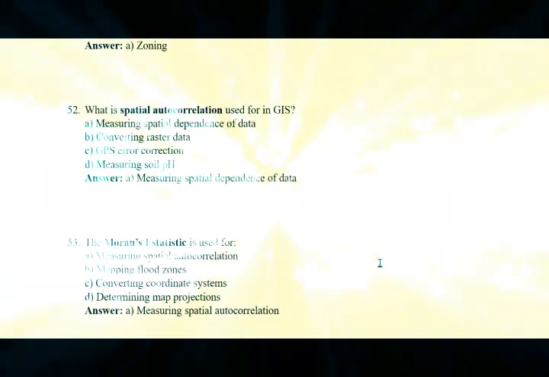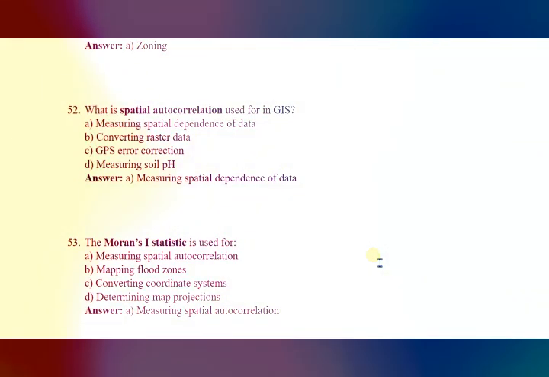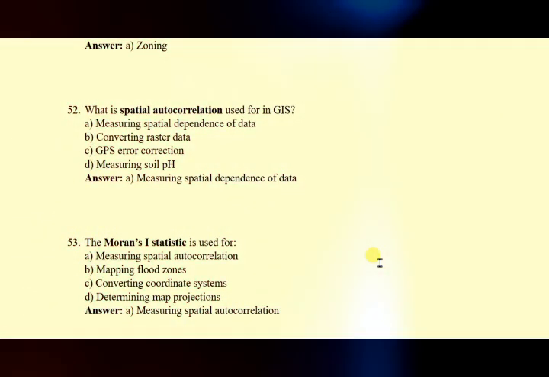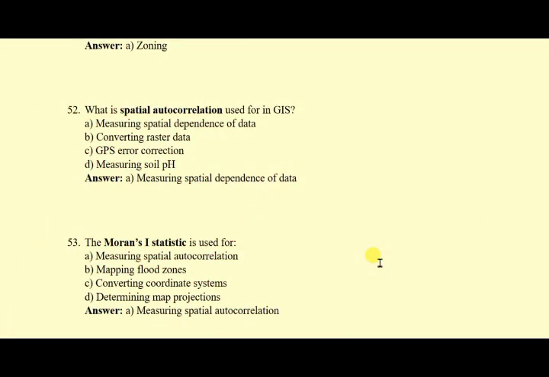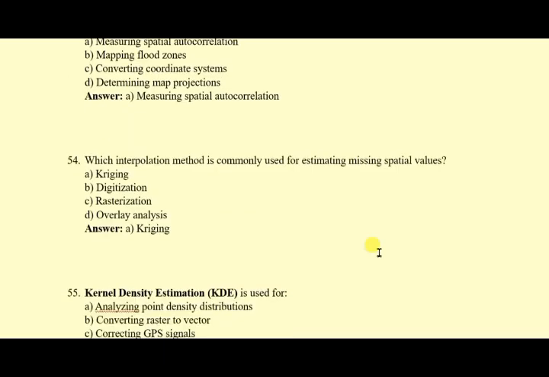52. What is spatial autocorrelation used for in GIS? Measuring spatial dependence of data, converting raster data, GPS error correction, measuring soil pH. The answer will be measuring spatial dependence of data. Question 53. The Moran's I statistic is used for measuring spatial autocorrelation, mapping flood zones, converting coordinate systems, determining map projections. The right answer will be measuring spatial autocorrelation.